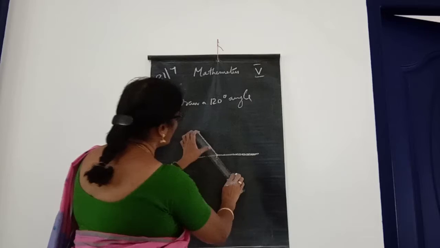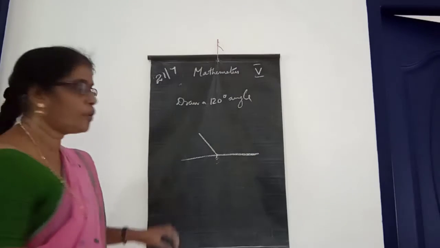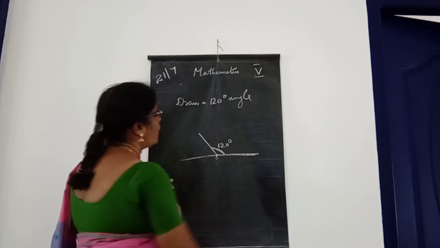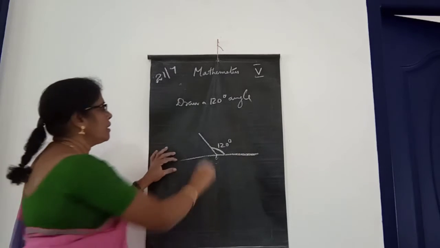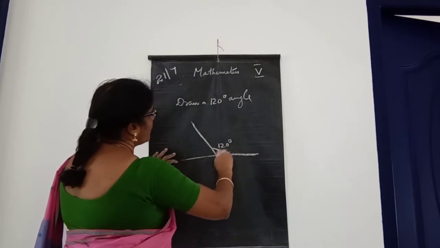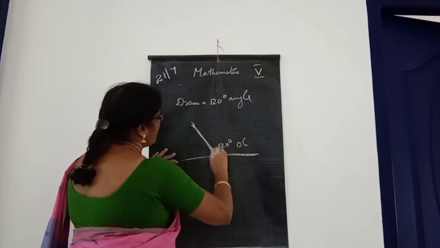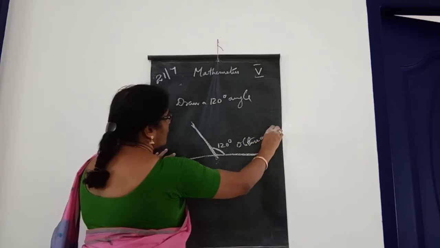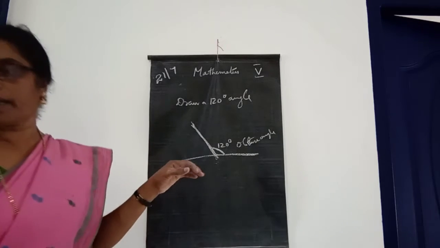So this line that you know, that is above 90 degrees. So that is an obtuse angle. That is an obtuse angle, children.